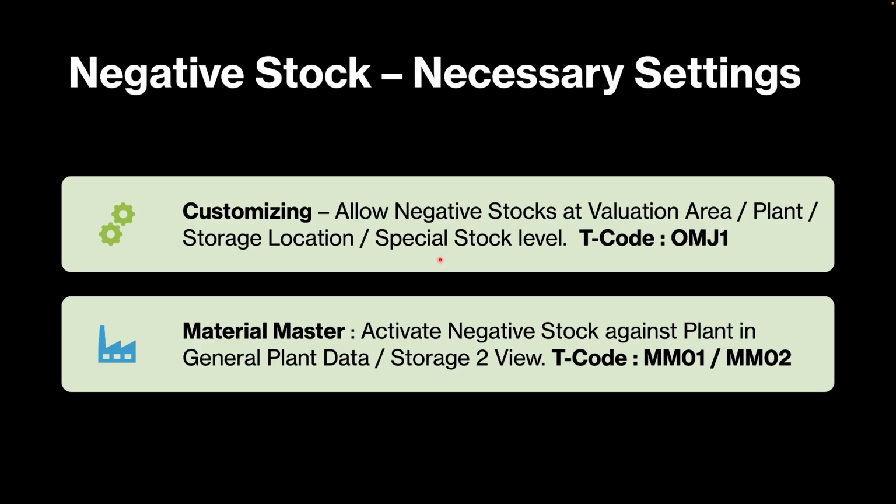Now once you have done this configuration, you will have to activate the negative stocks also in the material master. And this activation will be done at plant level in the general plant data, storage 2 view. And the T code to do this will be MM01 to create a material or MM02 to change the material. So you can see here, you'll have to do a configuration and then you'll have to activate this negative stock in the material master. So now let's see in SAP how we can do these settings and manage the negative stocks. So let's move on to SAP now.